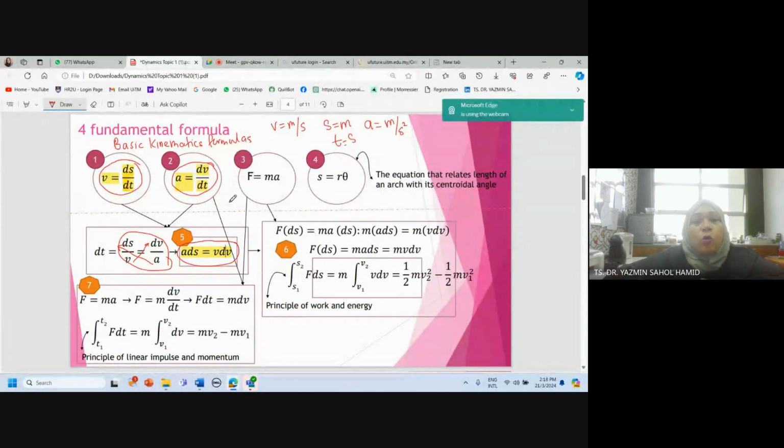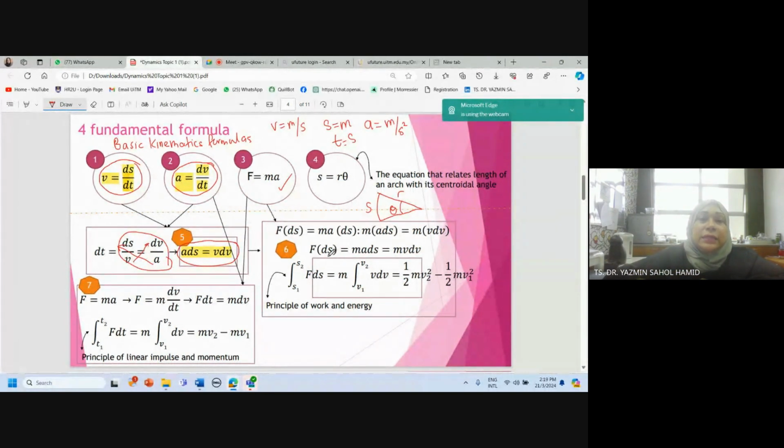Now we do have other formulas on this screen, but these other formulas are actually derived from the basic kinematics. We will not go into detail for now, but I would like to let you know what they are. Formula number 3 is Newton's second law, which is F equals ma. Formula number 4 is the equation that relates to the length of an arc. Let's say this is S, this is the radius, this is theta. So this is what you call the length of the arc. Lilitan bulatan in Malay, you say it.